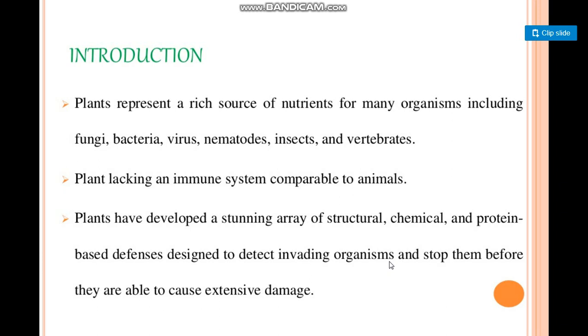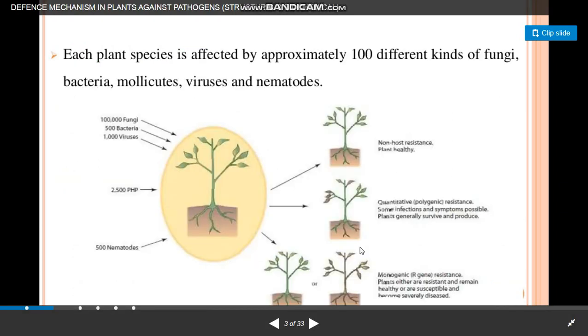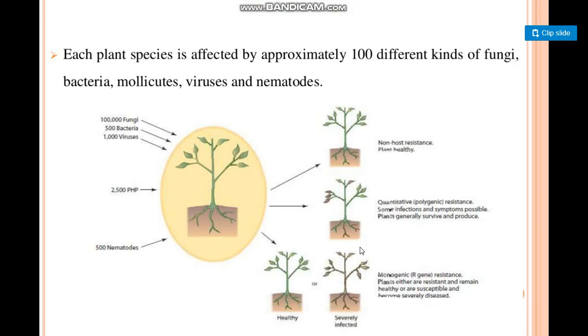We know that plants lack an immune system comparable to animals. Each plant species is affected by approximately 100 different types of fungi, bacteria, viruses, and nematodes. The first type is the known host resistance, where the plant stays healthy. The second one is quantitative polygenic resistance, in which some infections and symptoms are possible, but the plant generally survives and produces. The third type is monogenic resistance, where plants either are resistant and remain healthy or are susceptible and become severely diseased.